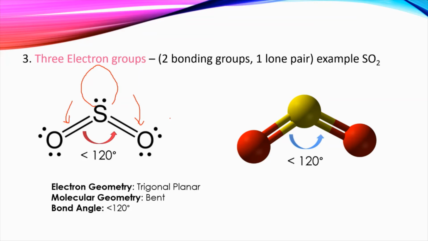Now you might be wondering, why don't we do specific bond angles instead of doing something less than the ideal? It's because every single molecule that you're going to encounter is going to have its own bond angle that is very specific, and it is impossible to remember all of those. So because of that, we say it's less than 120 if it is this geometry, okay? So this is 3 electron groups, 2 bonding, 1 lone pair, electron geometry trigonal planar, molecular geometry bent, and the bond angle is less than 120.